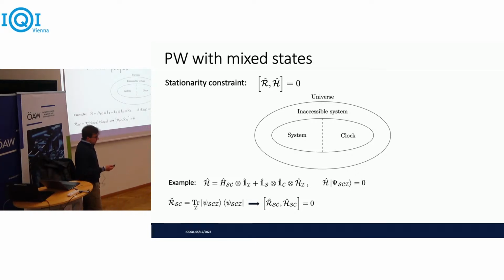That's why I think it's useful to also consider this scenario, because we want to deal with every kind of system. In some sense, here we're doing Page-Wootters twice. We're doing one on the whole universe, and then one on this subsystem of the universe. So, can we work with mixed states?